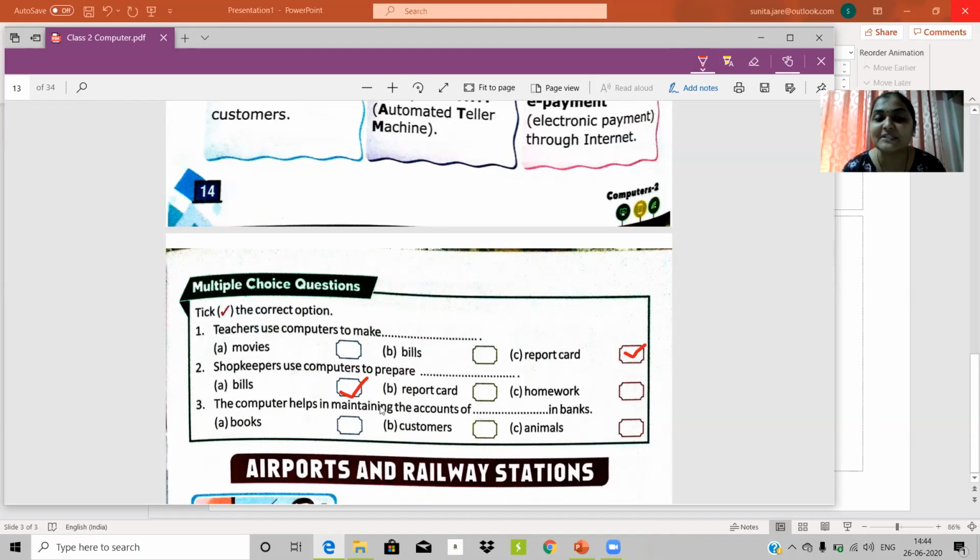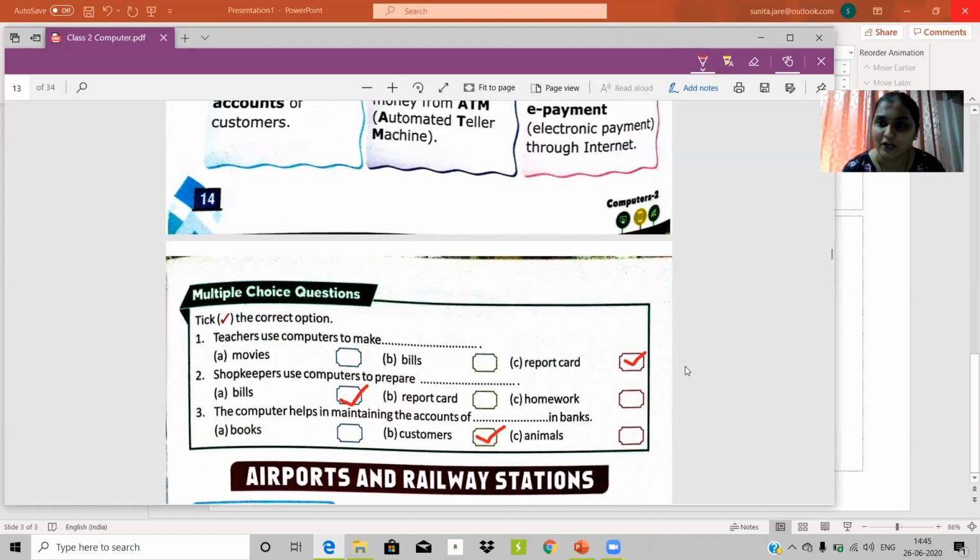The computer helps in maintaining the accounts of dash in banks, right? Who are having accounts in the banks? Let's see what are the options. Books. Then what's there in the library? Customers or animals. Animals are in zoo, right? So obviously the answer would be customers. The correct answer is customers. So this you have to complete in your book. Those who don't have the books, they can write this in the notebook by looking at the video. You can pause the video and then write it in your notebook.